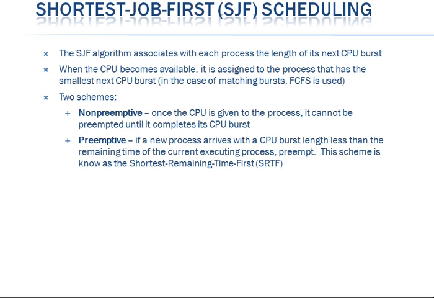So if you are adopting shortest job first in case of preemptive scheduling, if a new process arrives with a CPU burst length less than the remaining time of the current executing process, then we will preempt. That means we will raise an interrupt here, and then switch from the current process to the new process whose burst time is smaller than the current executing process. This case is also known as shortest remaining time first.